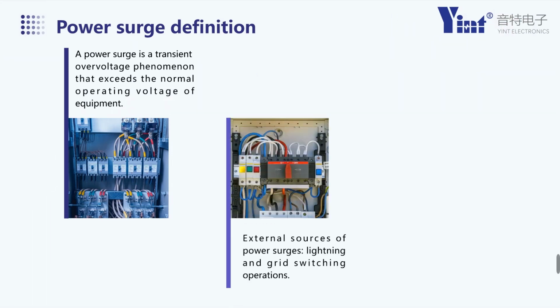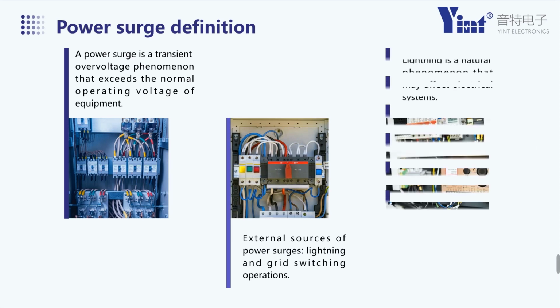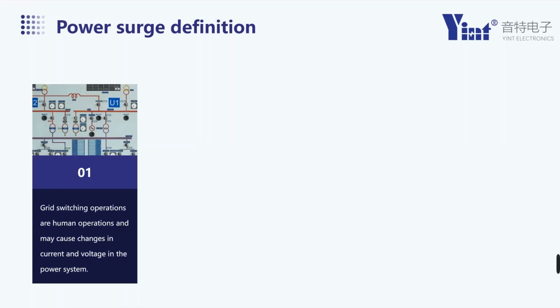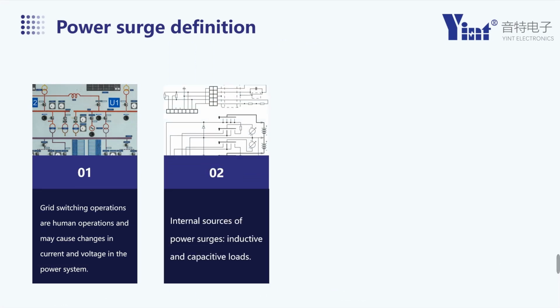External sources of power surges: lightning and grid switching operations. Lightning is a natural phenomenon that may affect electrical systems. Grid switching operations are human operations and may cause changes in current and voltage in the power system. Internal sources of power surges: inductive and capacitive loads.